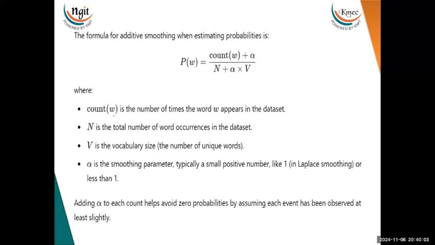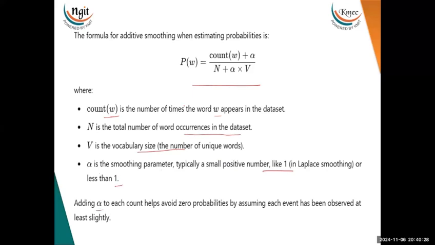So this is the formula. Count of w is the number of times the word W appears in the dataset. N is the total number of word occurrences in the dataset. V is the vocabulary size. Alpha is the smoothing parameter. Typically, a small positive number like 1 or less than 1 is taken into account.